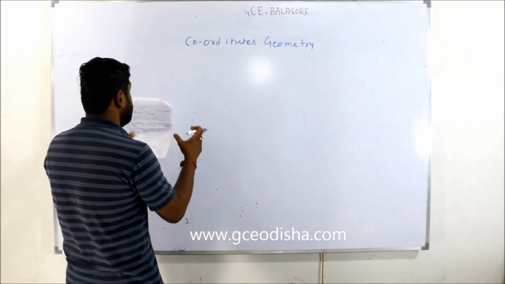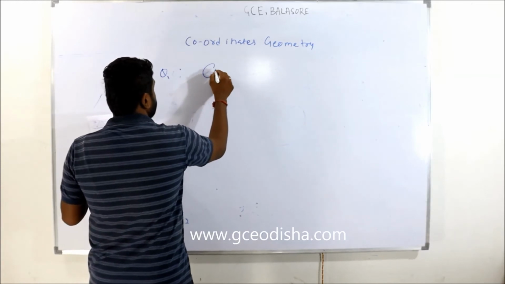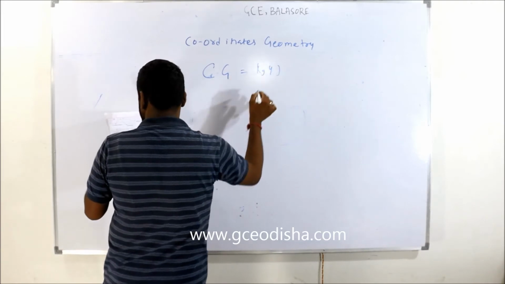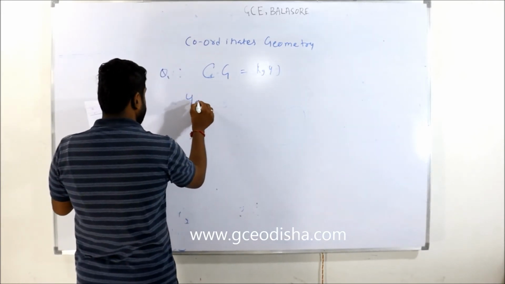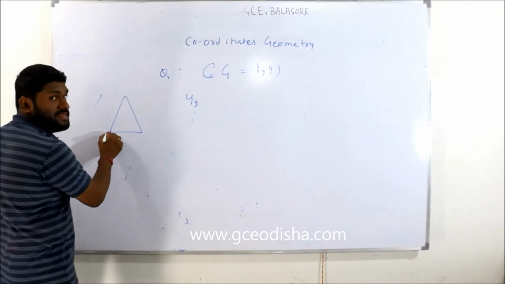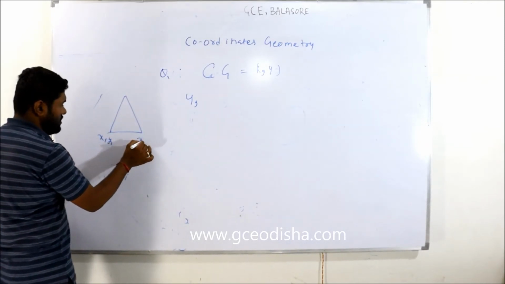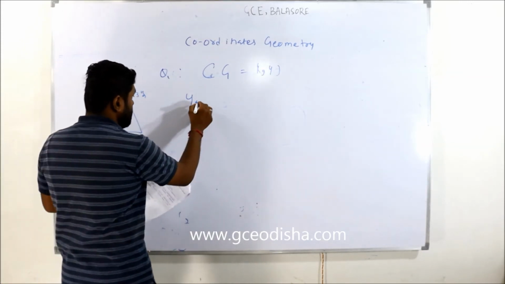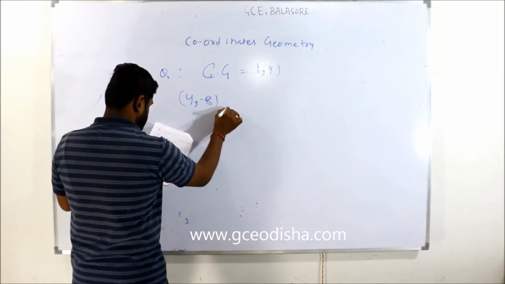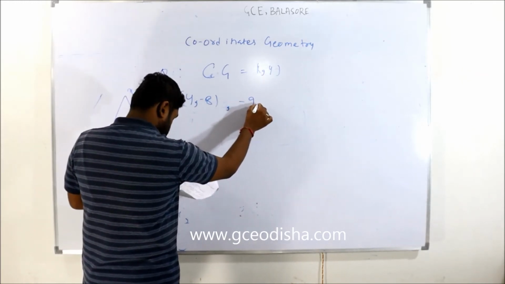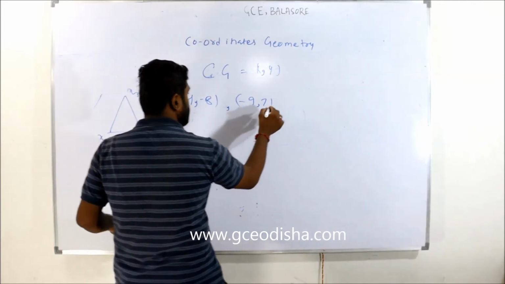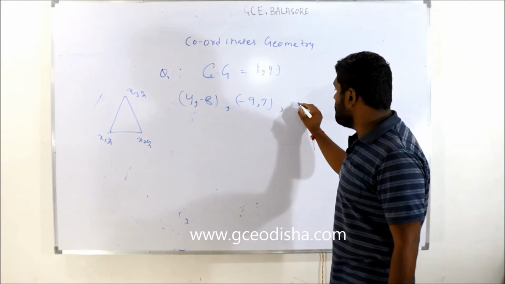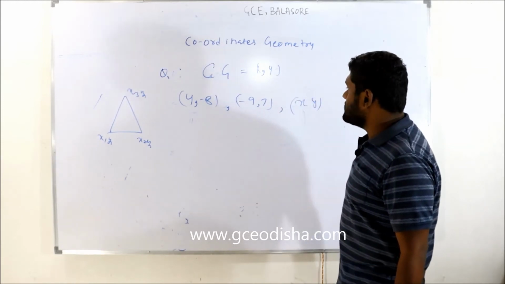Then another question is there. The question says the centroid G is 1 and 4. In a triangle there are three vertices, x1 y1, x2 y2 and x3 y3. One vertex is given as 4, minus 8, another vertex is given as 9 and 7, and we need the other vertex. They asked to find that other vertex. Let's say the other vertex is x and y.